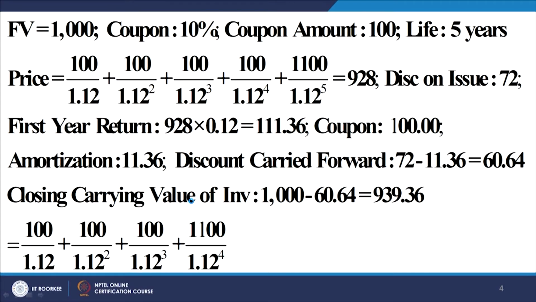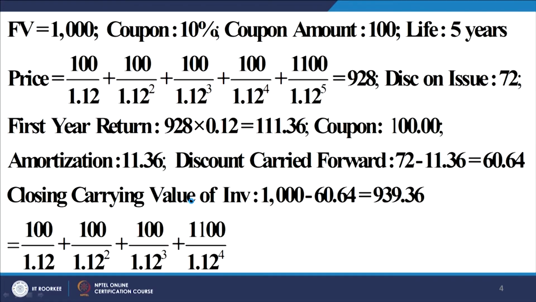The value of the bond at the end of the first year, let us investigate the accounting at the end of the first year. The first year return will now be calculated for the investor on 928, which is his actual cash outflow, and he wants a return of 12%. So, the return to the investor will be 111.36, that is 12% of 928.